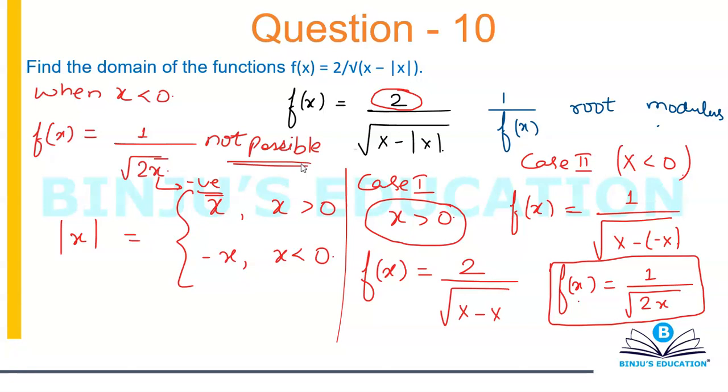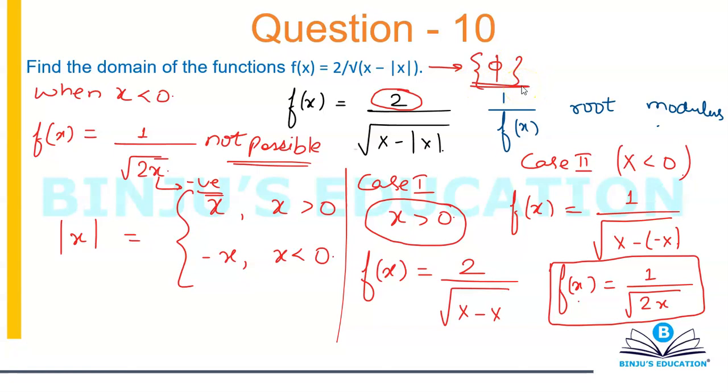So when you're taking x to be positive, then it's coming out to be 2 over 0. When you're taking x to be negative, then it's coming out to be 1 over root 2x. X being negative, it cannot be inside the root because you will not get any real values. So if someone asks you what is the domain for this function, then domain for this function is simply phi. That means no possible domain.